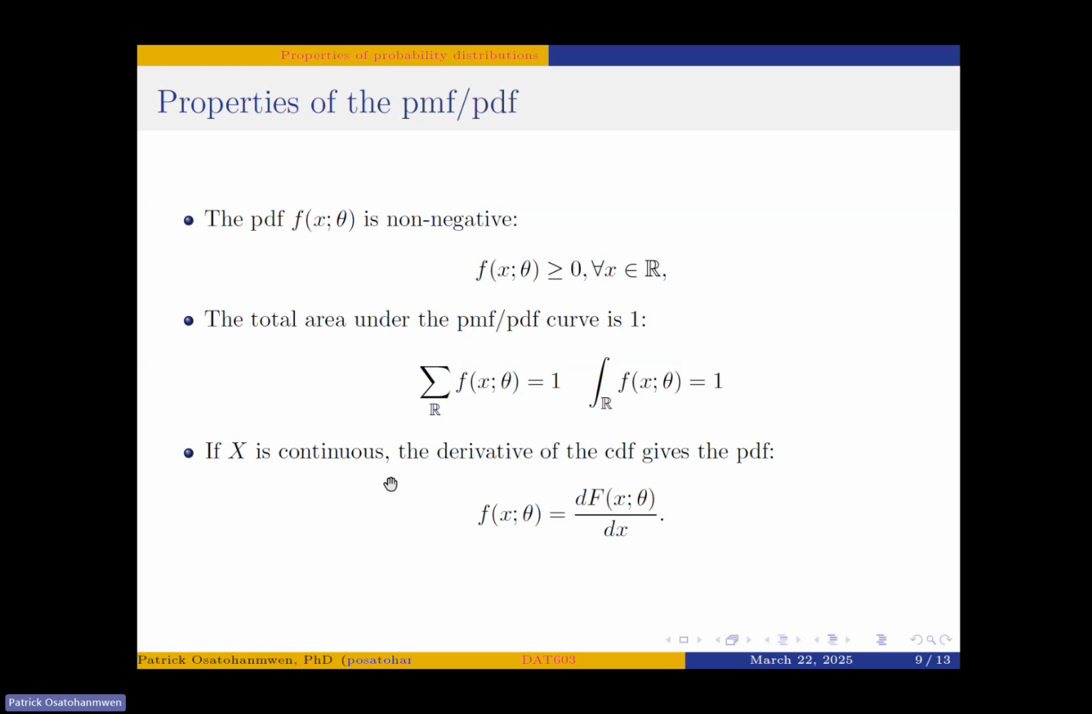If x is continuous, this is the case where x is continuous. Because if it is not continuous, you cannot differentiate, right? If it is discrete, you find the difference. I didn't include the discrete case here because we've not really studied how to carry out differencing. But in our advanced method, I'm going to introduce numerical methods, differencing and so on. So if you differentiate a cumulative distribution function, you're going to get a probability density function if x is continuous. So don't forget that.